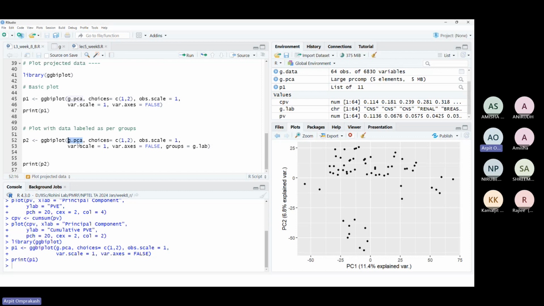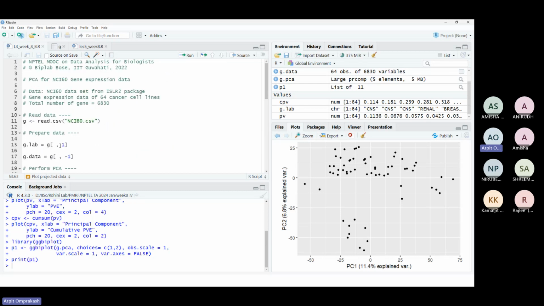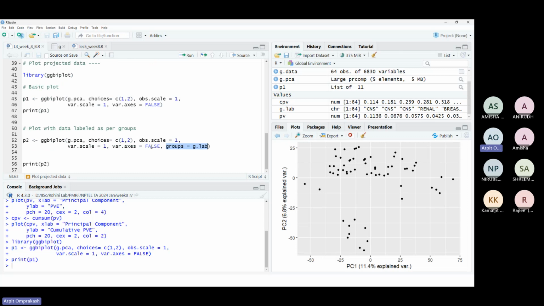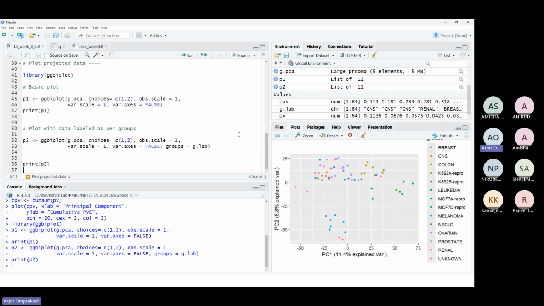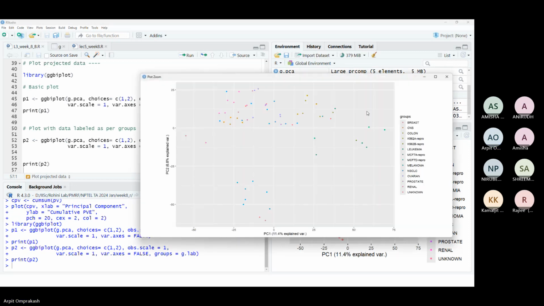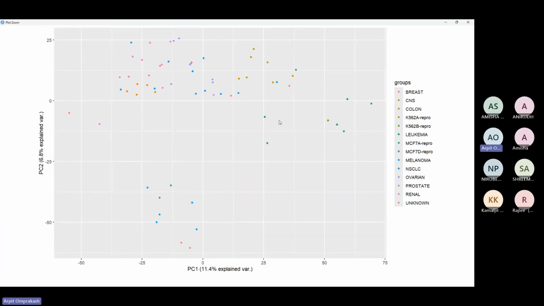We'll provide the PCA data set. Again, choices is 1 and 2 because we just want the first two principal axes. No scaling. We don't want the variance axis. And in groups, we provide g.lab. So g.lab was basically our labels for the data set. Right. So this is in p2, and then print p2. So this is what we get. For all the different kinds of cancer cell lines, we see how this data is present and segregated.